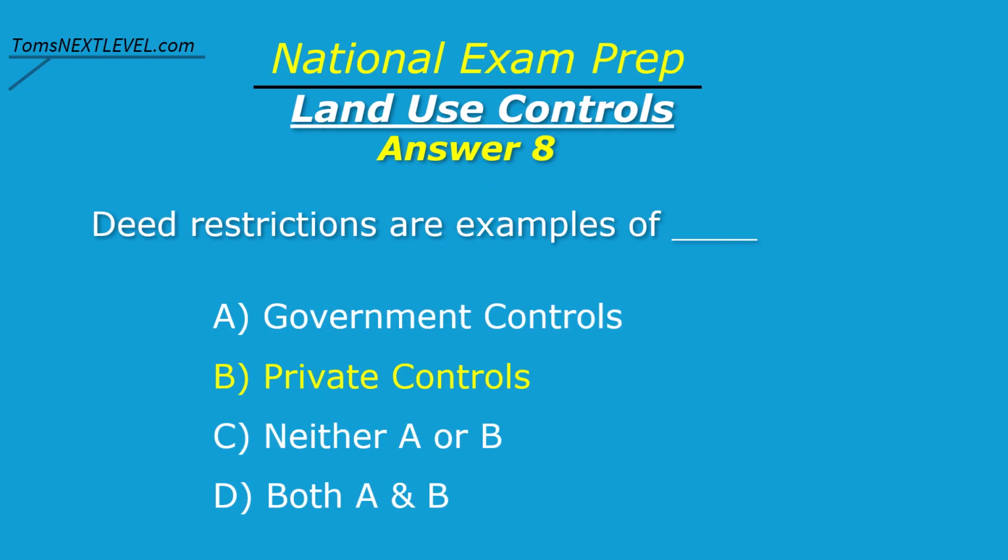Answer to 8 is B, private controls. Please make that word association, make those notes. Deed restrictions are private controls. We've been talking about government controls. Make sure you know the distinction for your exam.